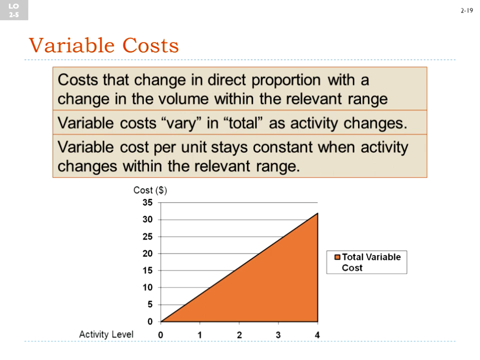Another way costs can behave is variable. Variable cost is something that changes in direct proportion with a change in volume within a relevant range. So what does that mean? Usually we're going to talk about a product cost.